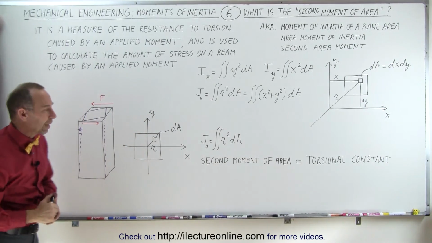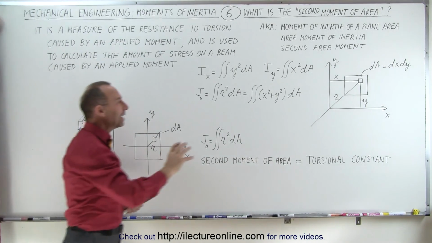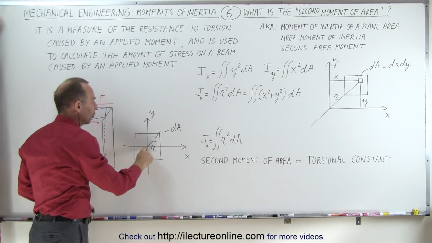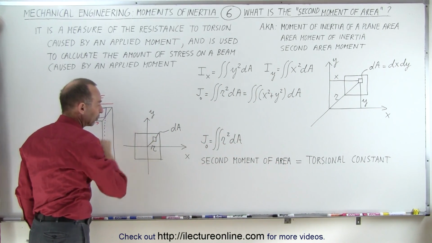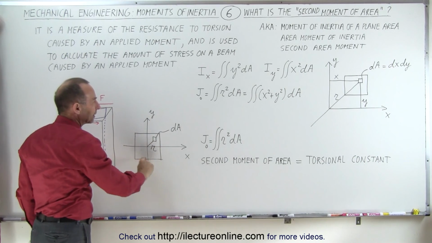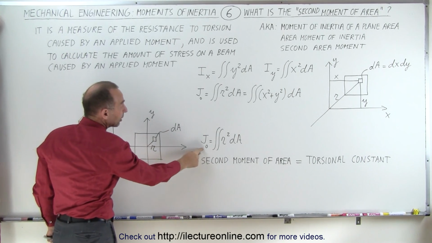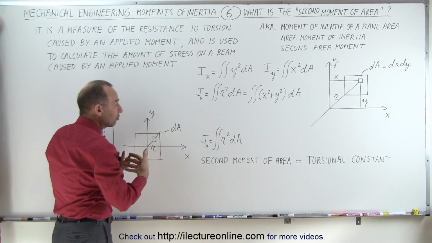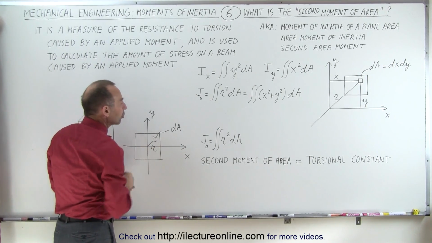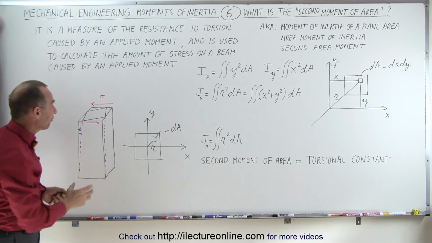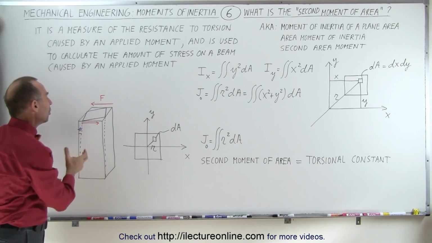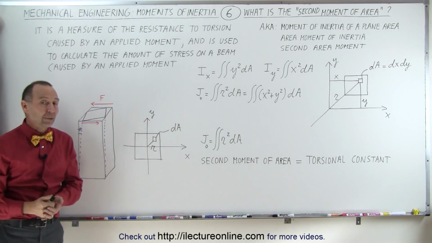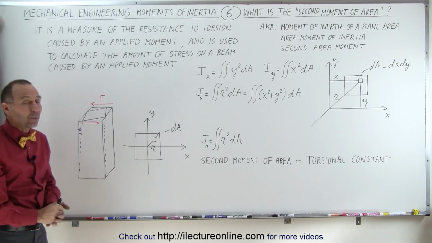And we'll show you some examples of that. Now, if you take that area and you place it right on the origin in such a way that the centroid of the area is at the origin, that is when we calculate the second moment of area. And that's when you get that measure of the torsional constant, which is then used to find the resistance of the beam to a moment trying to cause it to twist. So this is why we need that and why we use it, and that is how we calculate it.